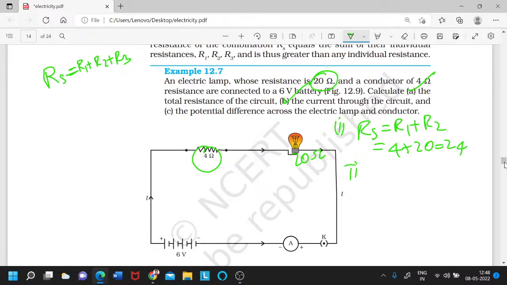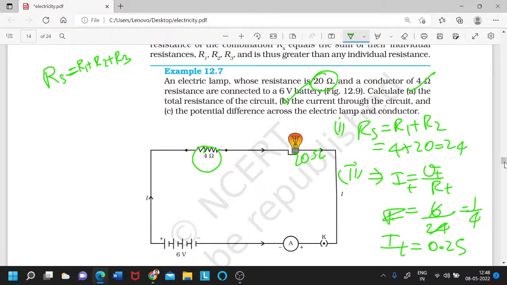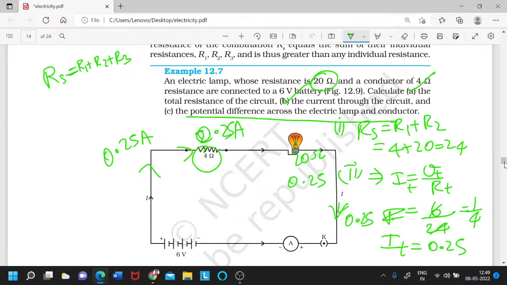The next one, what is the total current? I is equal to V by R according to Ohm's law. Everything total. V total how much? 6. R total how much? 24. So 1 by 4, 0.25. So the current is 0.25 ampere. In series, current is constant. Always, at all places it's going to be the same, 0.25, 0.25.